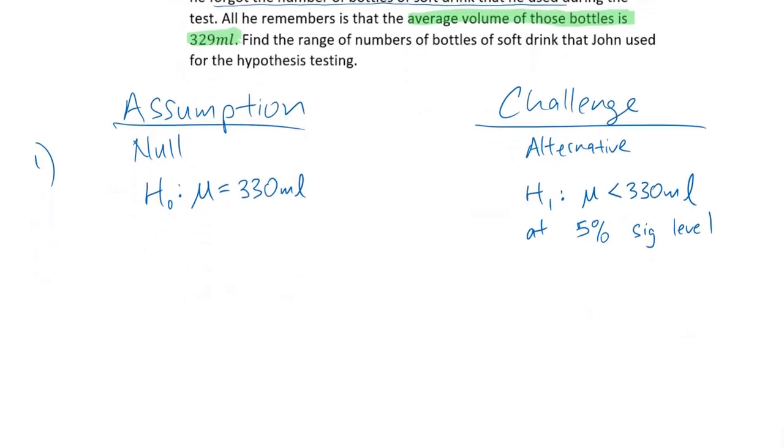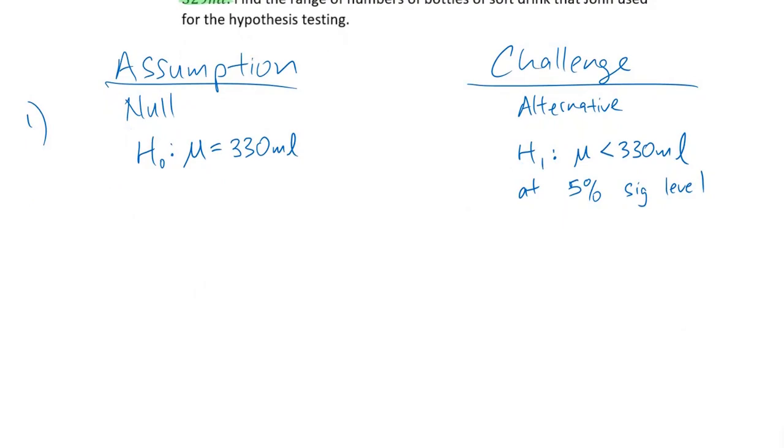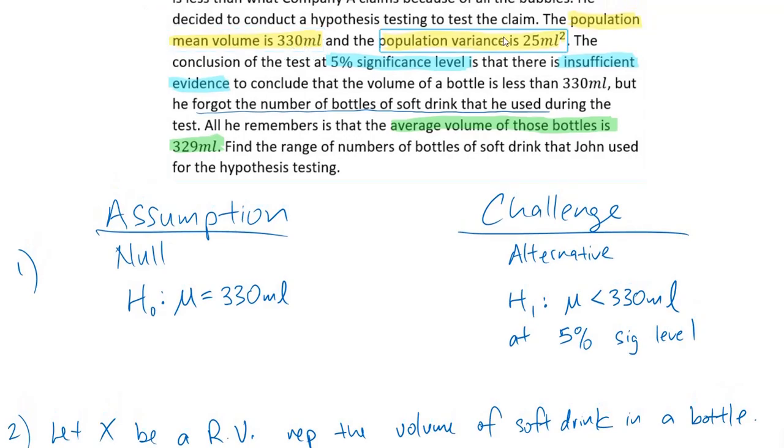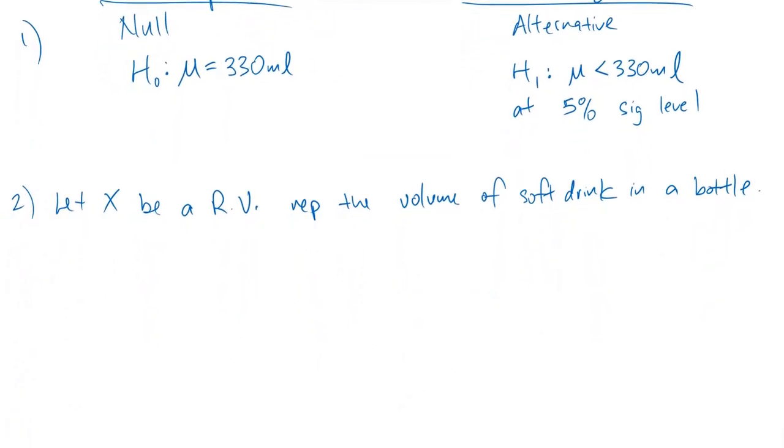Step 2, I would like to write down my distribution. I'll let X be a random variable representing the volume of soft drink in a bottle. What we know about X from the question is the population mean and the population variance. The population mean is 330, population variance is 25. So I can say that the expectation of X is 330, and the variance of X is 25.